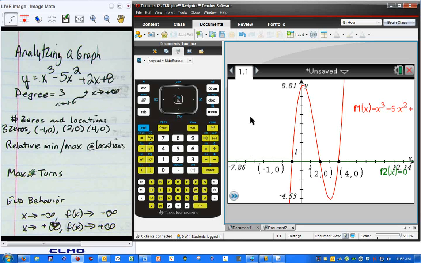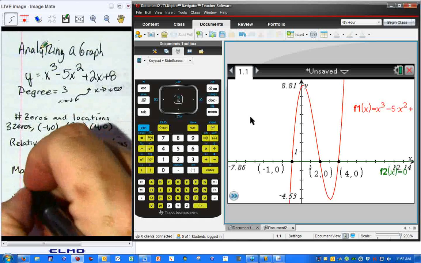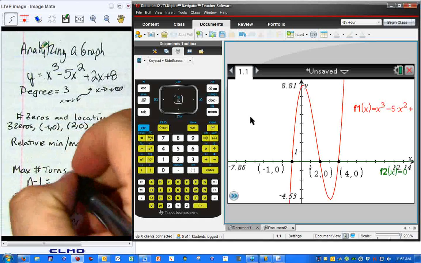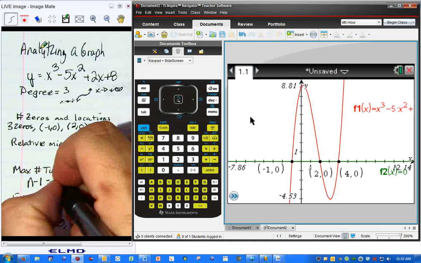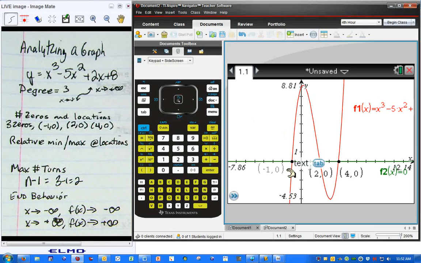Now, the maximum number of turns is always n minus 1. Since I know n is the degree, it's 3 minus 1, which is 2, and you can see the turn, it's going up. That's 1 turn, 2 turns. So I got my 2 turns.